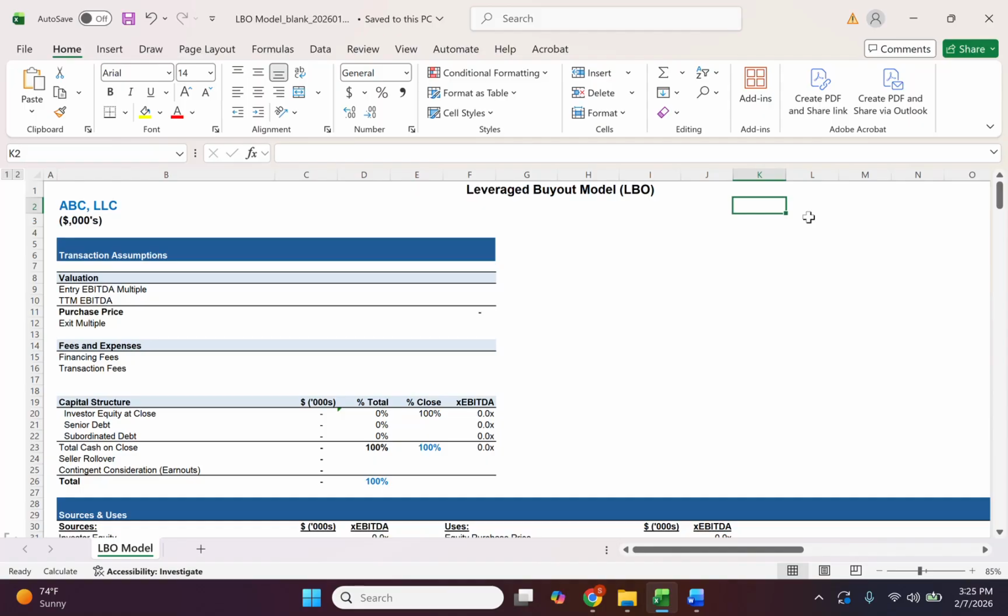Before we put in any numbers, it is important to understand what this section represents conceptually. The transaction assumptions define the economic reality of the deal. How much are we paying, how it is financed, and how the purchase price is allocated between cash, rollover equity, and contingent consideration. If you get this wrong, every output downstream, the IRR, the MOIC, the leverage, will be wrong, even if your formulas are perfect.